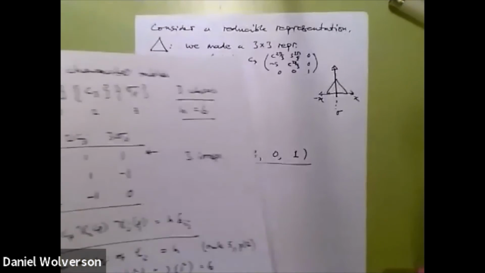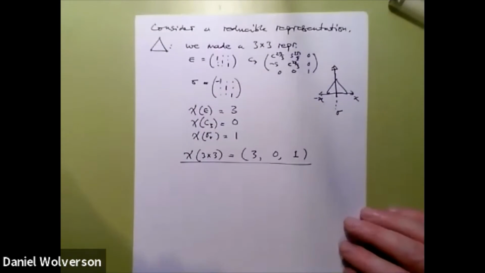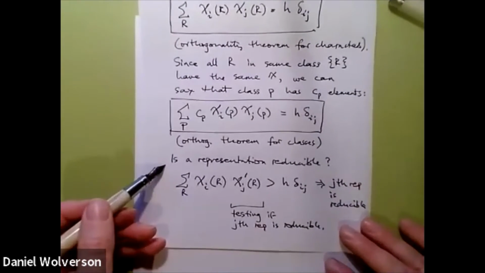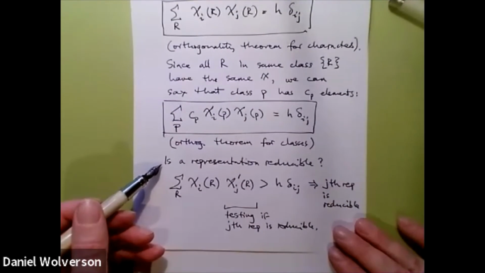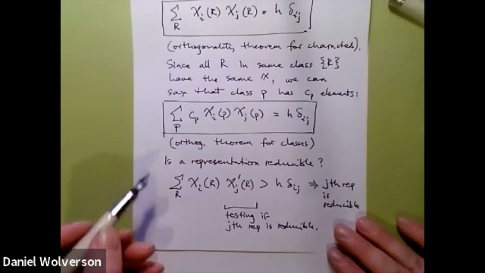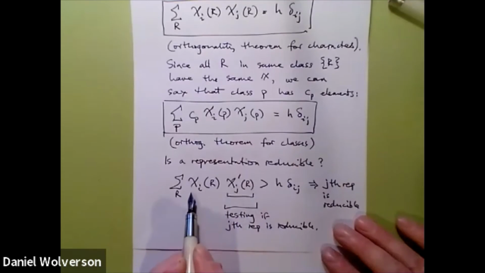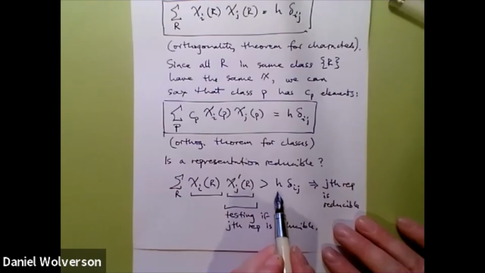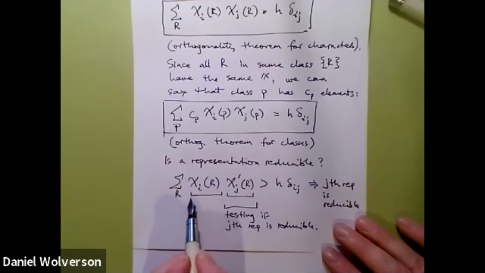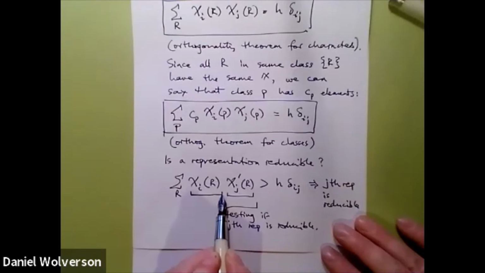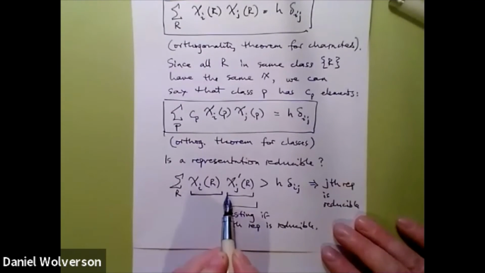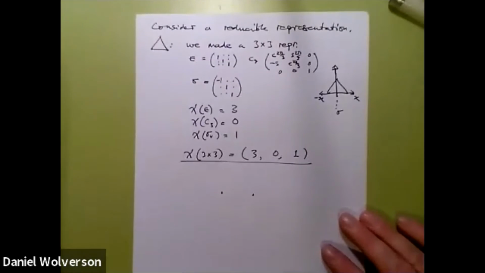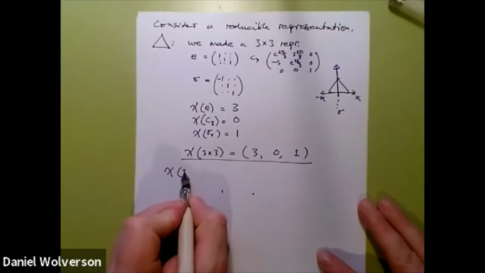But we've also got a test. I mentioned this test on an earlier page today. Is the representation reducible? Well, if I take its character vector dotted with the character vectors of the irreducible representations, then I will find out how many times the ith irreducible representation is contained inside the reducible representation. So I want to see an example of that. We'll just carry on for the moment.